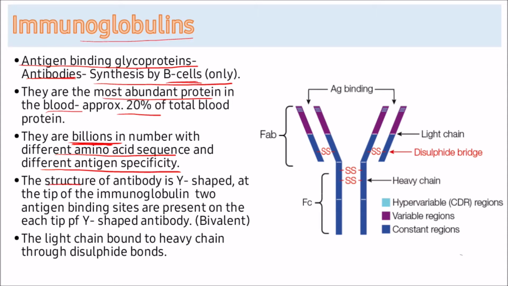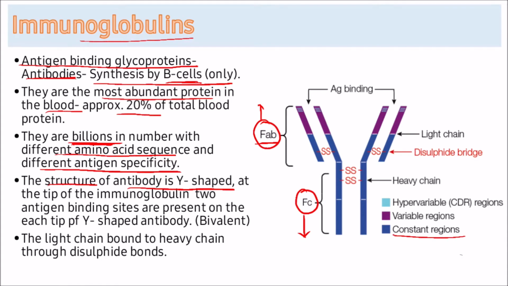Coming to the structure of antibody, they are Y shaped, as we can see in this picture also. So focus on this picture. It has two main fragments, that is Fab and Fc. Fc stands for fragment crystallizable, and Fab stands for fragment antigen binding. This Fc region consists of constant region only, and the Fab fragment consists of constant region and variable region both.